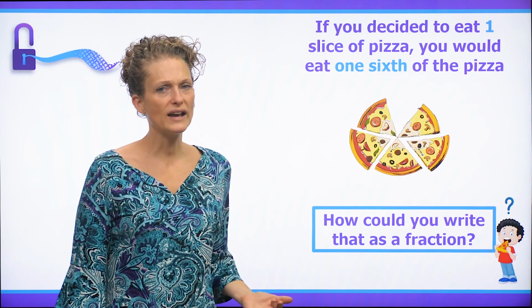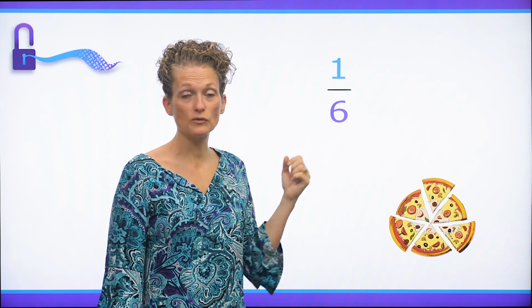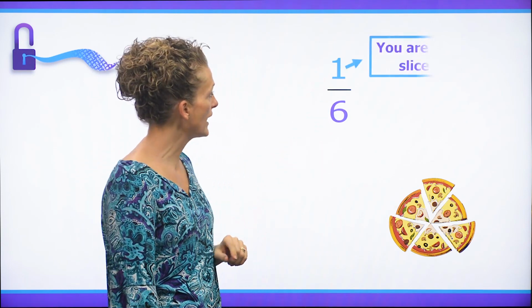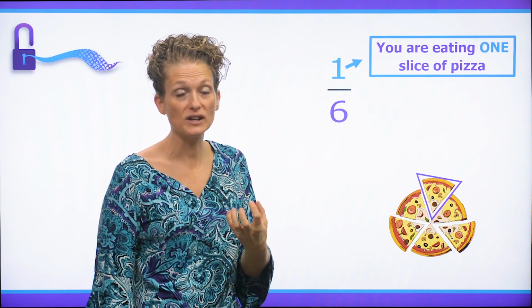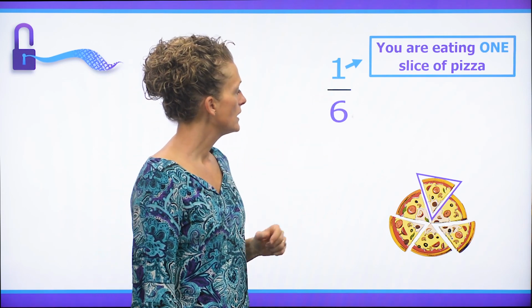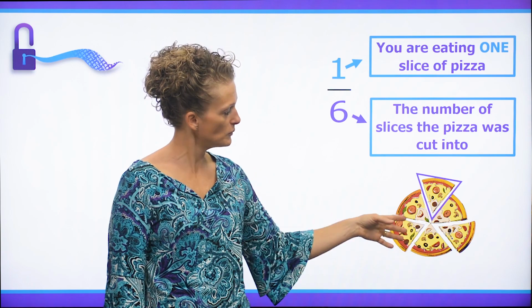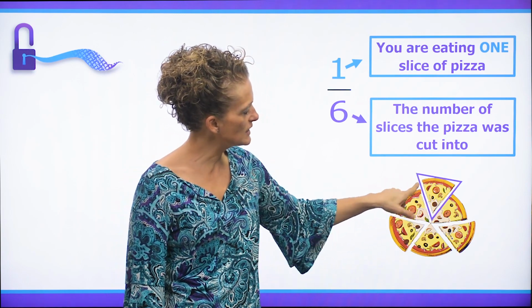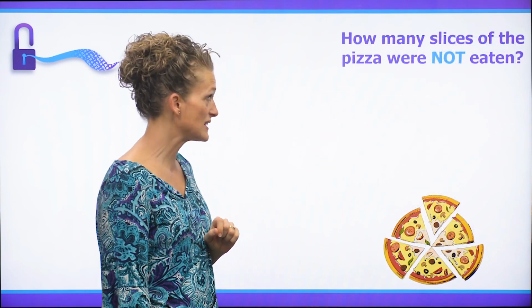Well, how do you write 1/6 as a fraction? It's actually pretty simple. It's 1/6, and here's why. This 1 represents how many you have, or in this case, how many slices you are eating, and you ate 1. And this bottom number represents how many pieces the pizza was cut into. We counted them up and found it was 6. So 1 piece, for eating 1 slice, is 1/6. And that's the fraction that represents that.